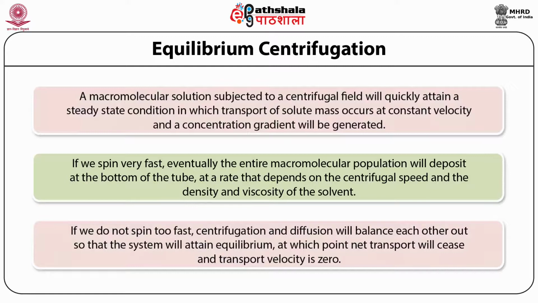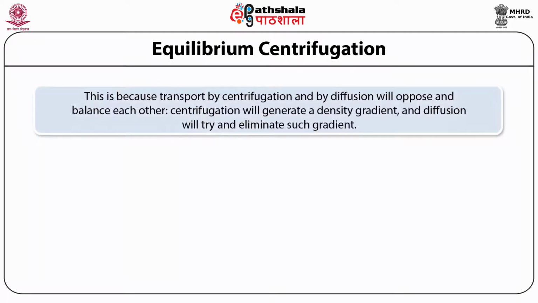But if we do not spin too fast, centrifugation and diffusion will balance each other so that the system will attain an equilibrium, at which point net transport will cease and the transport velocity will be zero. This is because the transport by centrifugation and by diffusion oppose each other. Centrifugation will generate a density gradient and diffusion will try to eliminate such a gradient.